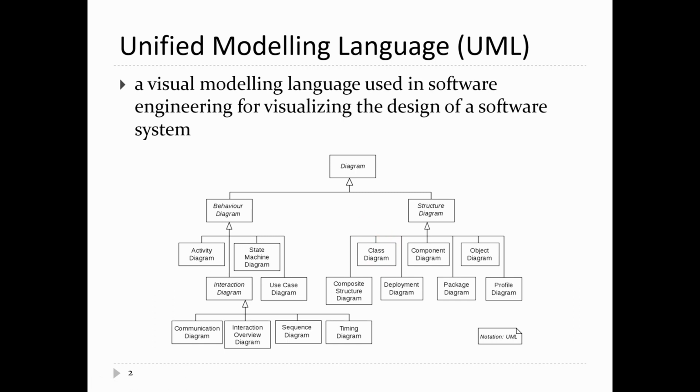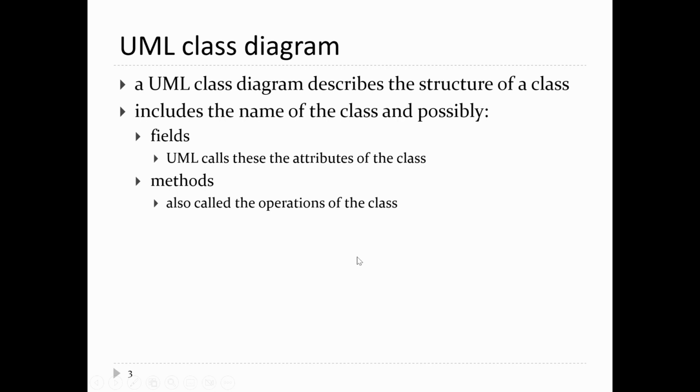You'll learn more about these as you go through your computing science undergraduate career. You'll encounter more of these diagrams. For this course, we're only interested in this one. So the UML class diagram describes the structure of a class, and that's it. It doesn't describe how the class interacts with other classes, but it does describe how your class might be related to other classes.